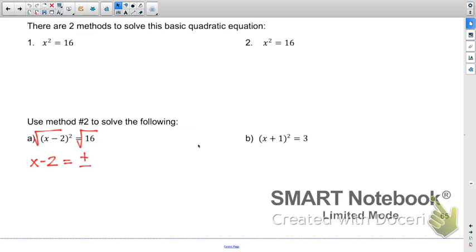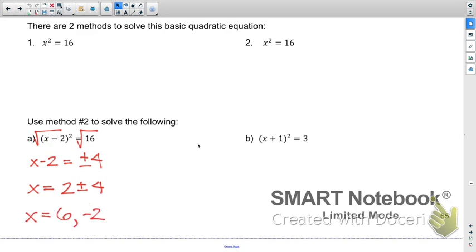Make sure that we know that this is plus or minus 4. And then how do you get x by itself? Add 2 to both sides. Now, there are 2 different cases here. In this particular case, can you give me 2 separate answers? Yes, it's very easy. 2 plus 4 is 6. 2 minus 4 is negative 2.